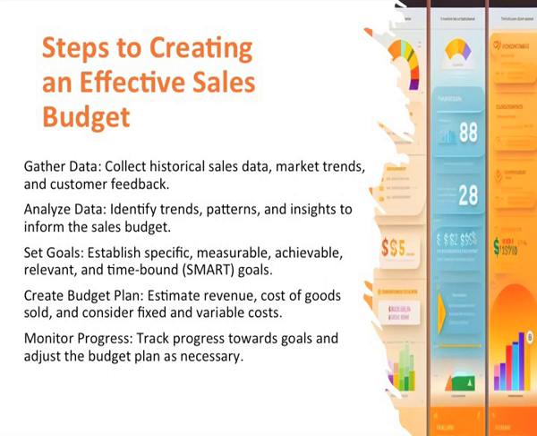SMART. Setting SMART goals helps to ensure that the goals are realistic and attainable. Once the goals have been set, the next step is to create a budget plan. The budget plan should include the estimated revenue, cost of goods sold, gross margin and net income. The budget plan should also consider any fixed or variable costs associated with producing the products or services. And finally, the last step is to monitor progress towards the goals and adjust the budget plan as necessary.